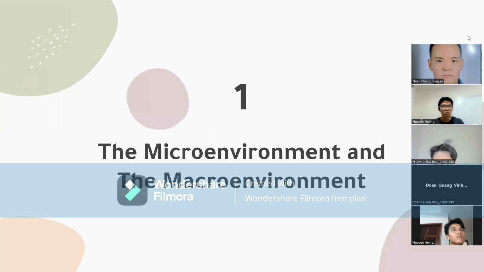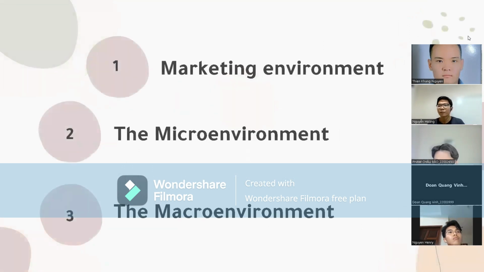Now we're going to move to the first chapter, a company marketing environment. First, we got to understand what is the marketing environment. The marketing environment includes the actors and the forces outside marketing that affect marketing management ability to build and maintain successful relationship with target customers.